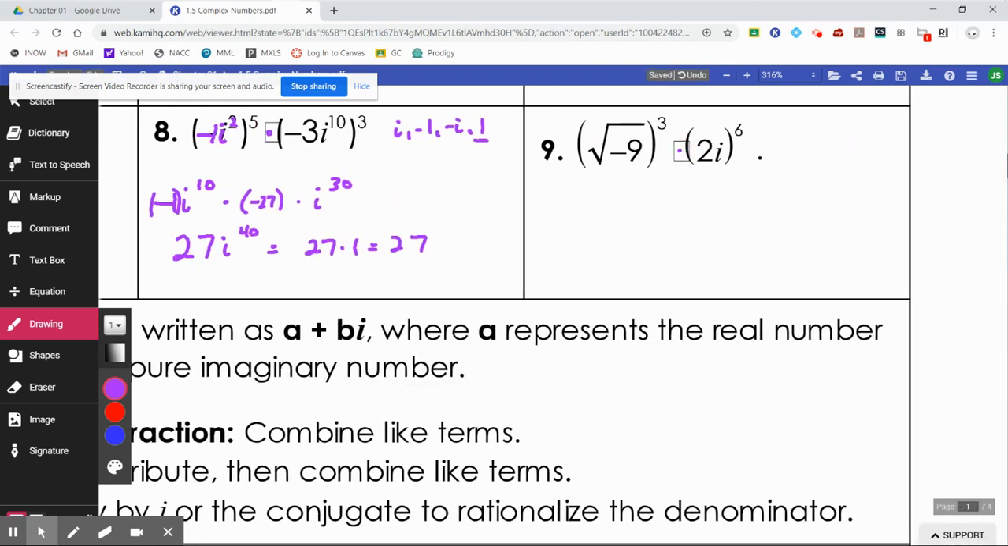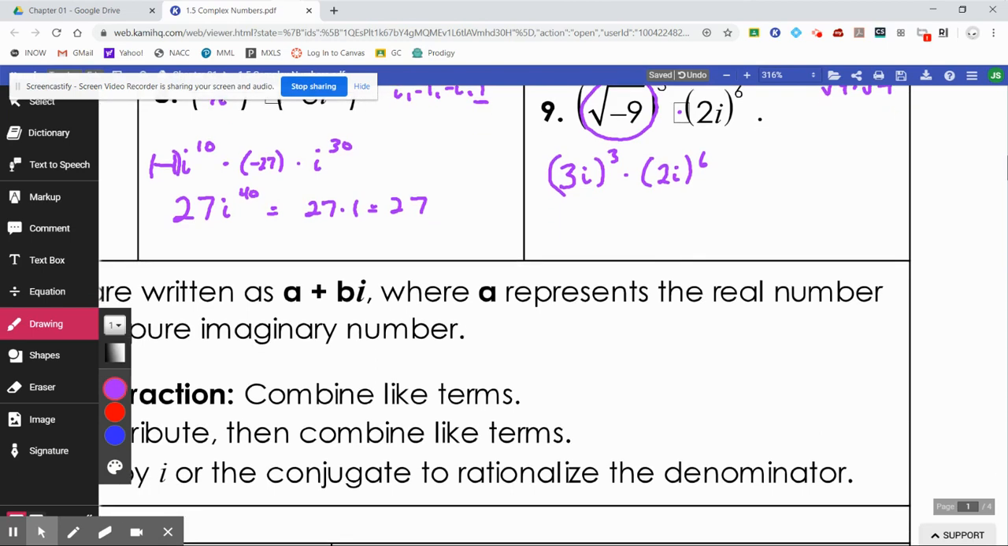Again, the multiplication symbol is left off. Now here's some advice. Always clean this up before you raise it to any kind of powers. Always clean it up first. So what I'm going to do is break the square root of -9 into √9 times √-1. So that is 3i. So that'd be 3i to the 3rd power times, we've got to raise both of these to the 6th power. We'll do it in the next step because I've got 2 over here as well.